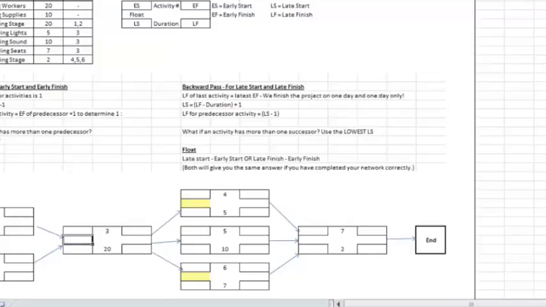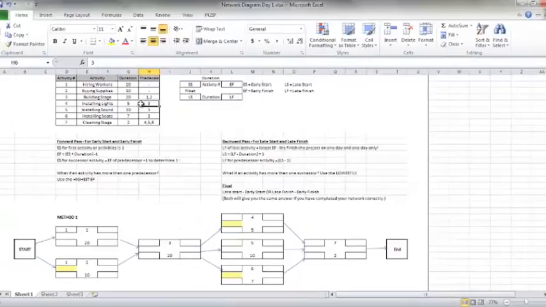Now, activities 4, 5, and 6, look at them. 3 is the predecessor to all of them. And since they have no other predecessor, we know that all other things being equal, those 3 activities, installing the lights, installing the sounds, and installing the seats, can all happen at the same time. They just have to wait for 3 to finish.